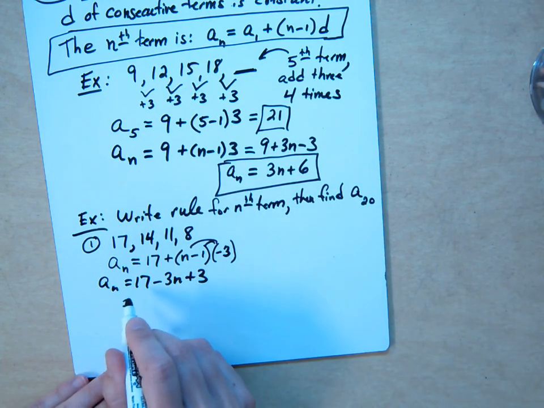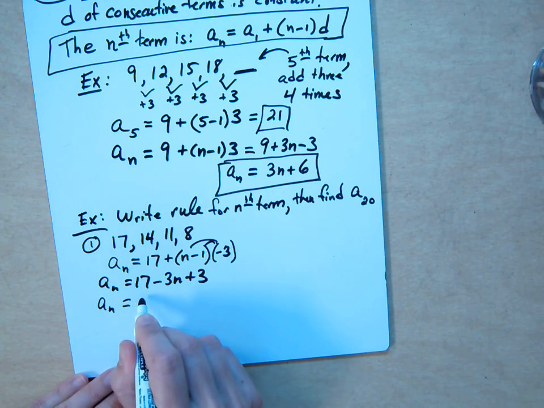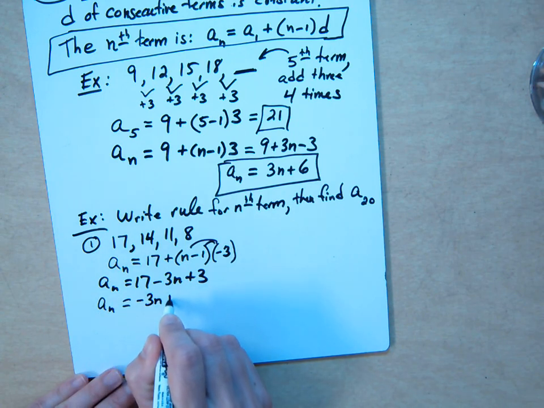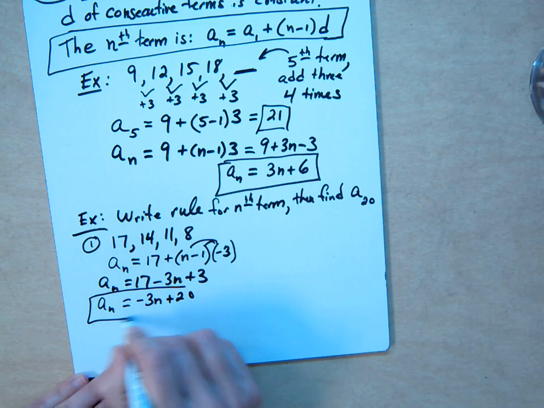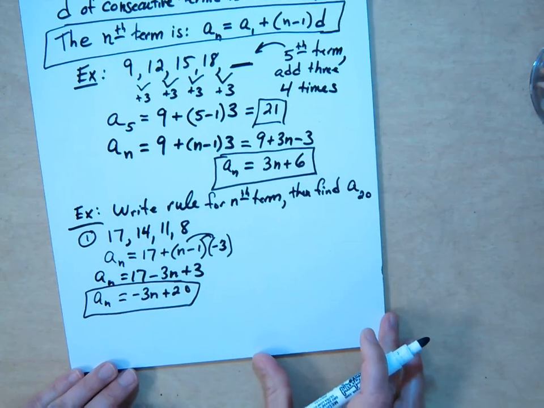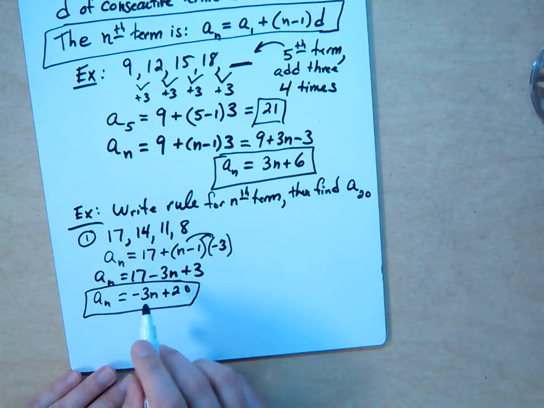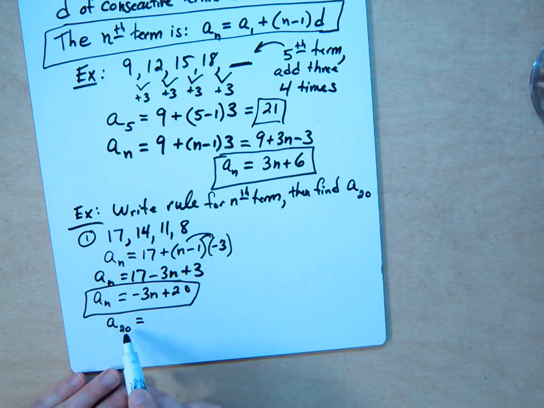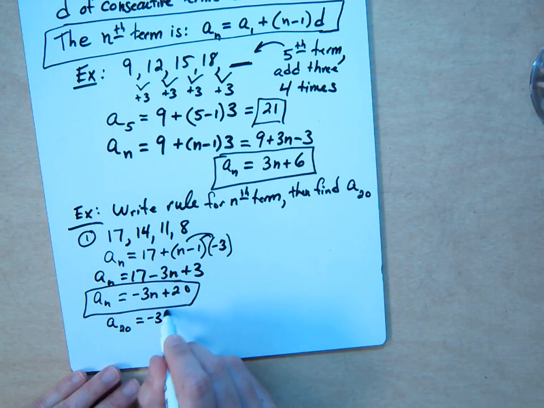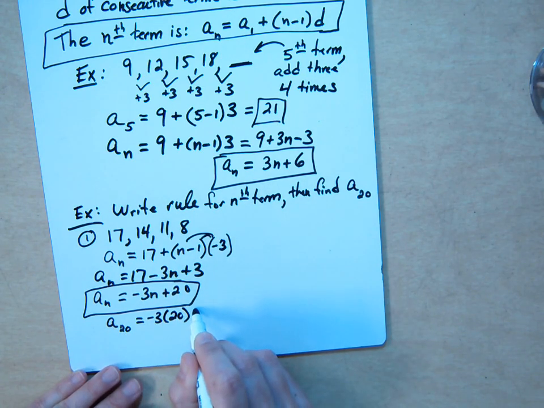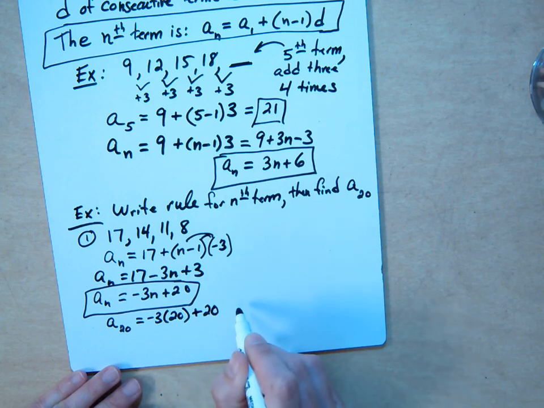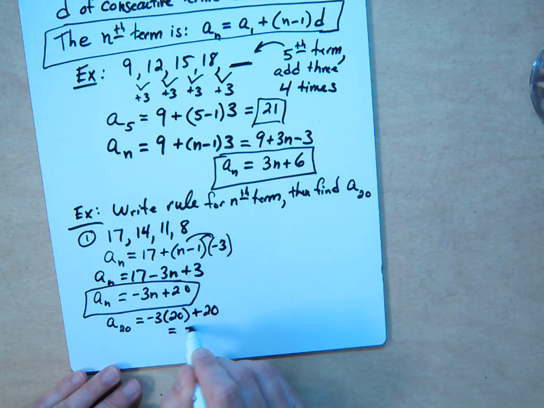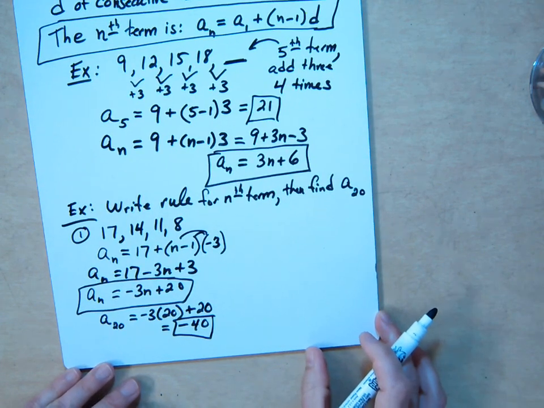And then you'll get your final answer for the nth term is negative 3n plus 20. And the 20th term, to use this formula for any term, you'd say a sub 20. That means 20th term, and that means n is 20. You plug in 20 for n, and that gives you, yes, negative 40 for the 20th term.